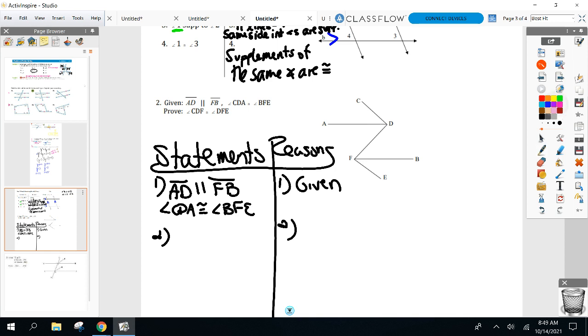All right. I see some of you guys marking your diagram. Ready? AD is parallel to FB. I can get arc marks out on CDA and BFE. Why are CDF and DFE congruent?